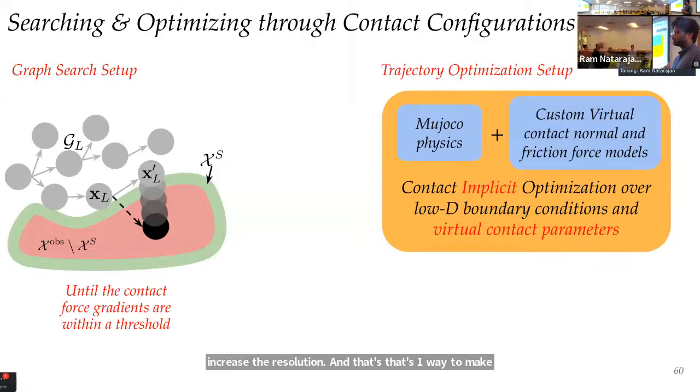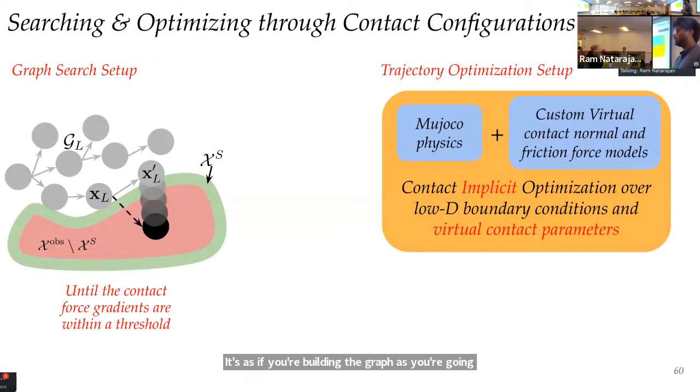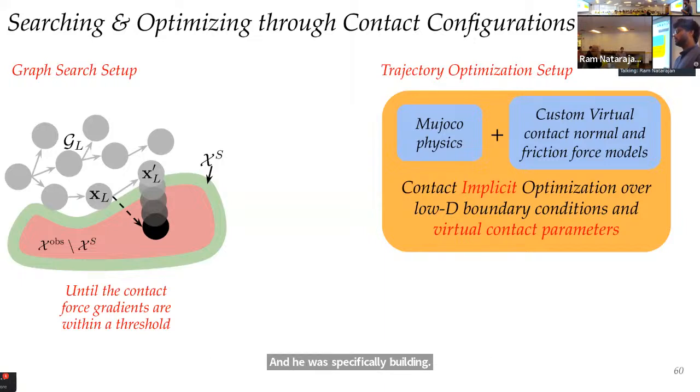One thing I commented on in the text, and I saw it here as well, is that it's as if you're building the graph as you're going along. Is that correct? Yes. Okay, I'm going to pause there. I'll say this for afterwards, because I'm too tired to formulate my question, actually.